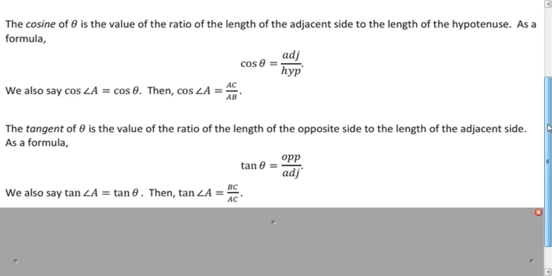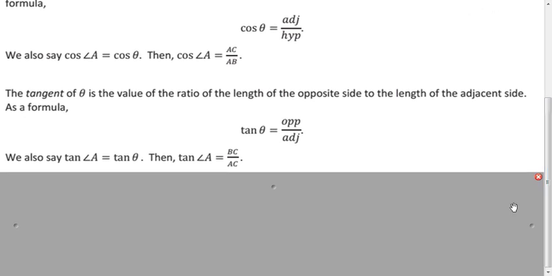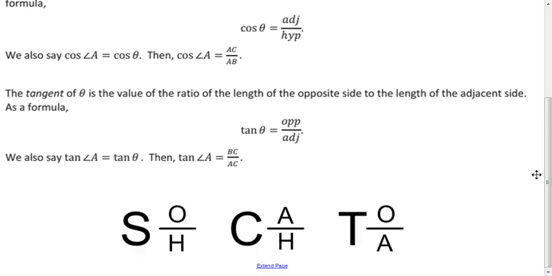And so you have to memorize these. There's a little mnemonic phrase to help you memorize them. It's called SOHCAHTOA. So sine is opposite over hypotenuse. Cosine, adjacent over hypotenuse. Tangent, opposite over adjacent. SOHCAHTOA. So you have to have that in the back of your head.